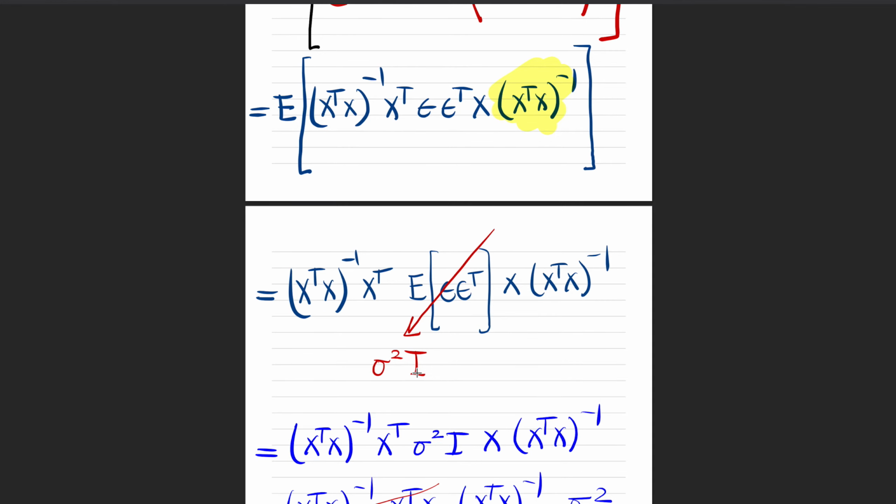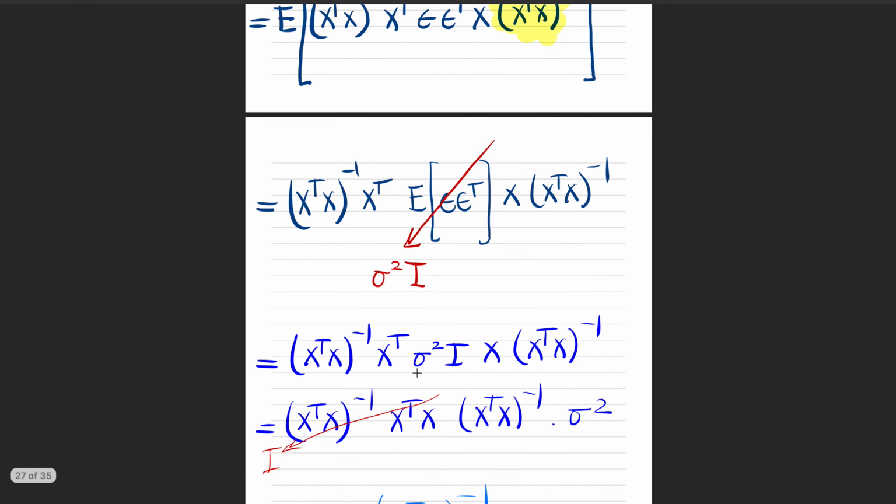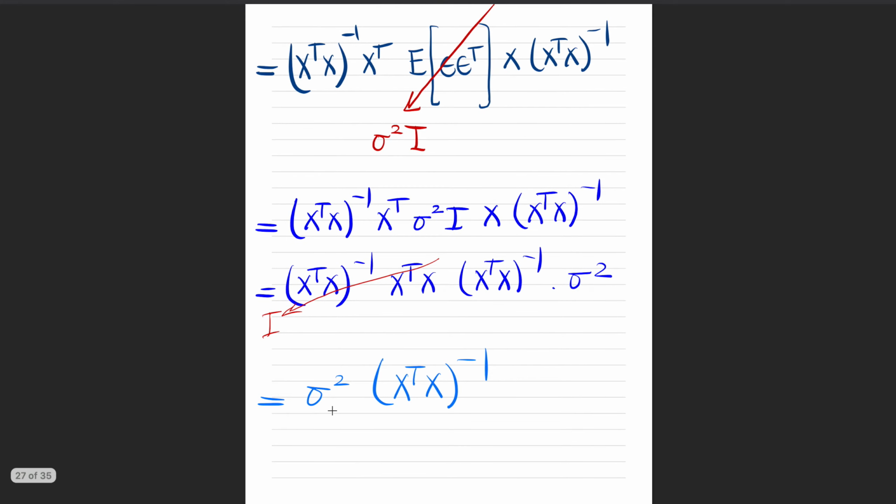Now this term here is sigma square identity. Earlier we talked about that. Makes things easy. So we have sigma square identity, and sigma square is a constant, a scalar, and this is identity, so we can just take the sigma square out. Identity will give us X transpose X. X transpose X times its inverse gives us identity, so the covariance is just sigma square X transpose X inverse. This is how we find the covariance.